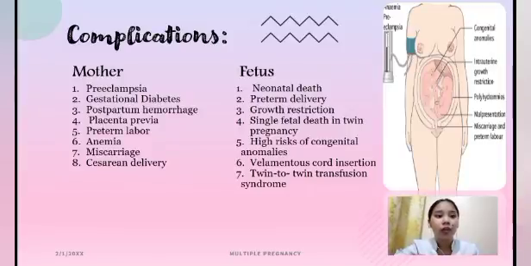And for fetal complications, we have neonatal death, preterm delivery, growth restriction, single fetal death in twin pregnancy, high risk of congenital anomalies, then velamentous cord insertion, where the cord is inserted in the fetal membrane. Next is twin-to-twin transfusion syndrome. It occurs in monozygotic twins wherein they share common vascular communications, which can lead to overgrowth of one fetus and undergrowth of the second.